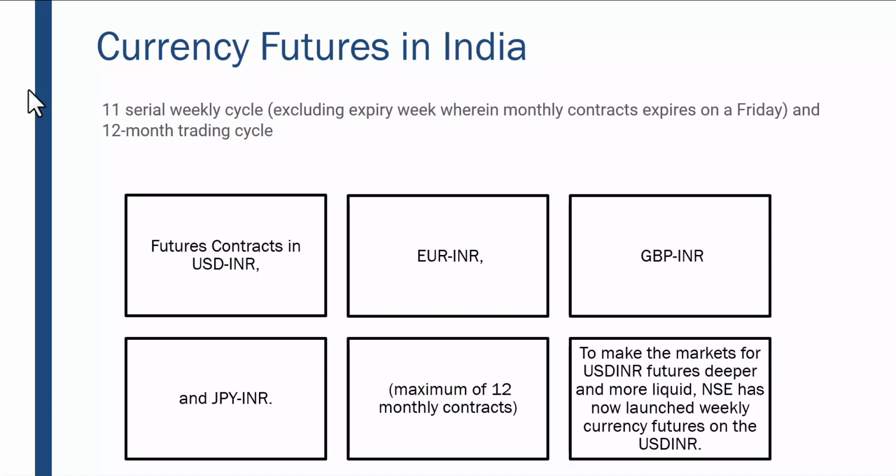So there is an 11 serial weekly cycle, excluding the expiry week where the monthly contract expires on Friday, and a 12-month trading cycle. That means all those contracts expire on a Friday, and the monthly contract on the last Friday of the month. When you go to the stock exchange, you take positions, and you can take a monthly position. Suppose I have to make a payment in the month of July. I'll go to July, and that July contract will expire on the last Friday of July. Suppose it happens to be the 27th of July, then it will expire. You'll understand what that means.